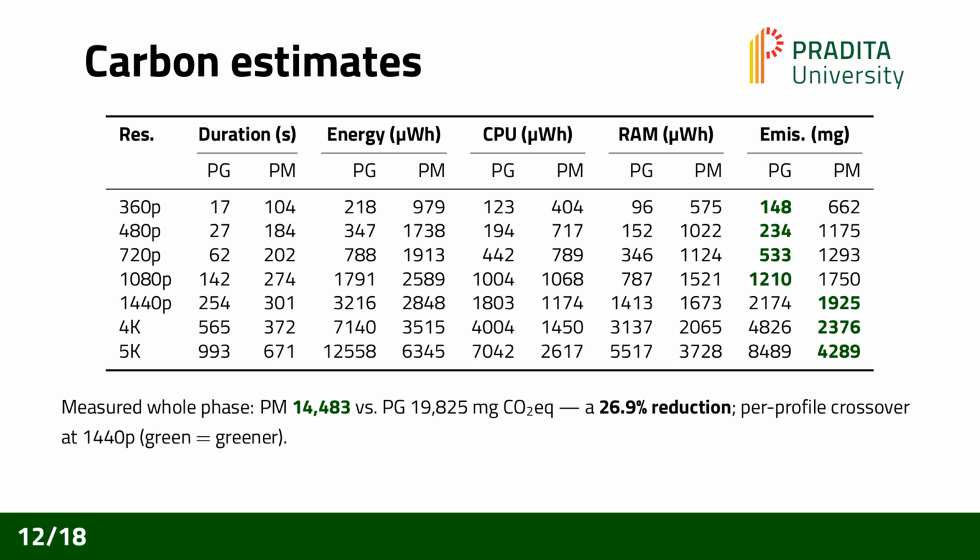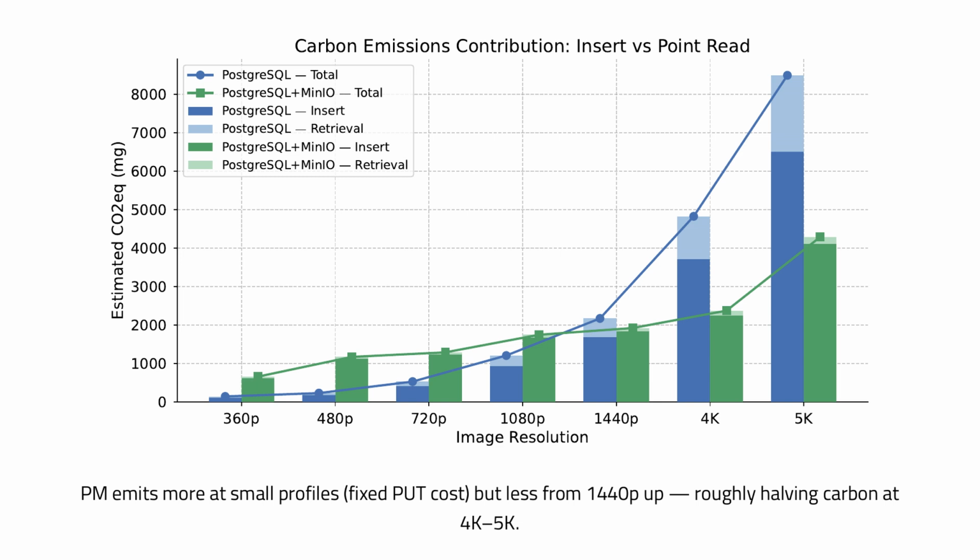14,483 milligrams of CO2 equivalent against inline's 19,825, which is a 26.9% reduction overall. The per-profile crossover sits right at 1440p, where the hybrid becomes the greener choice. This chart decomposes where that carbon actually comes from, separating the insert cost from the point read cost.